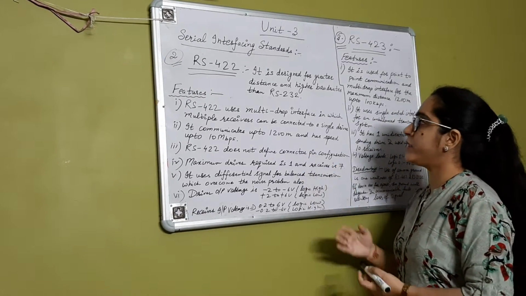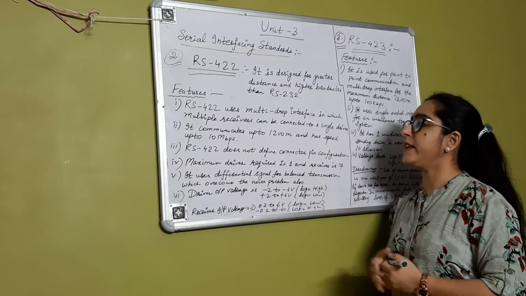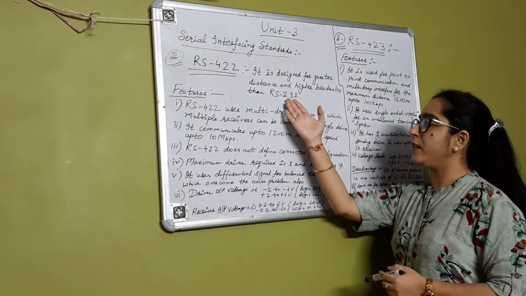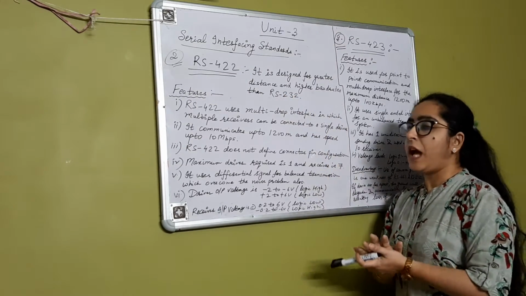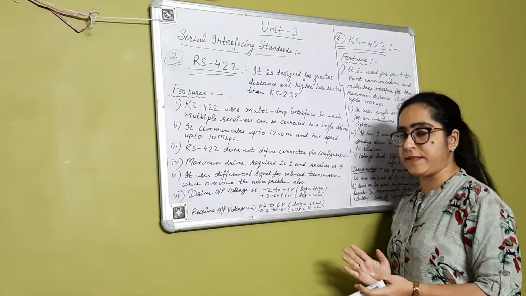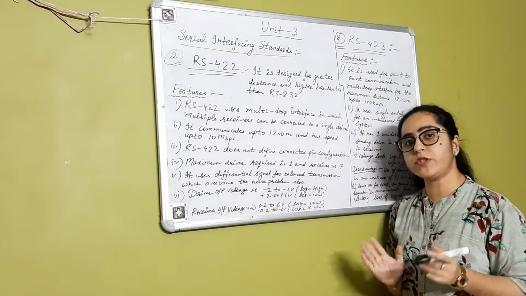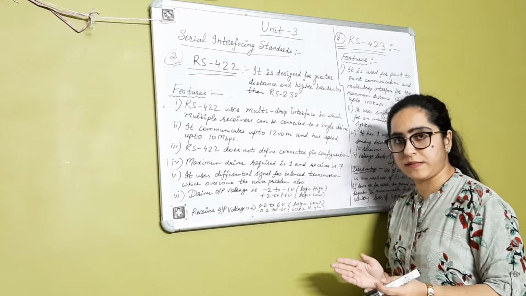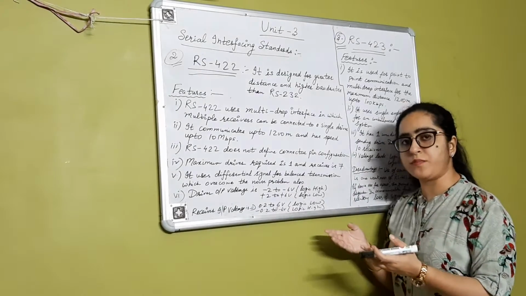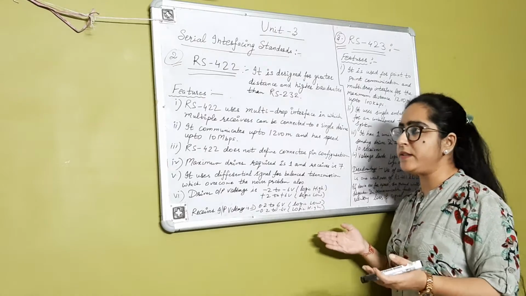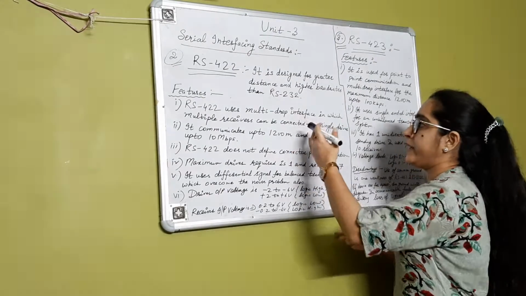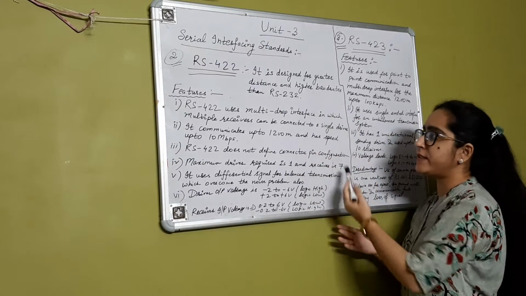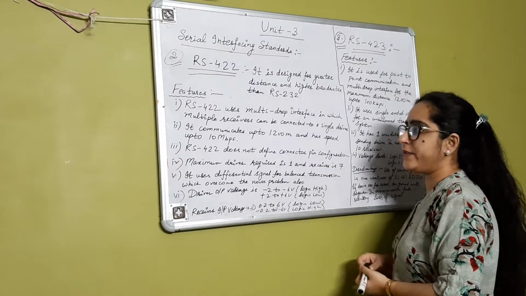Now RS-422 is designed for greater distance and higher baud rate than RS-232. It has been designed for larger distances, whereas RS-232 was for shorter distance, nearly 20 meters or 15 meters, which is possible with the RS-232 cable connector.